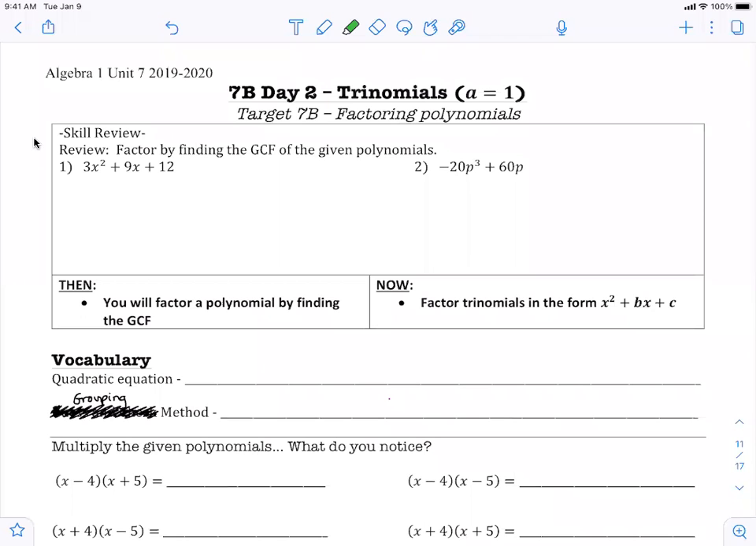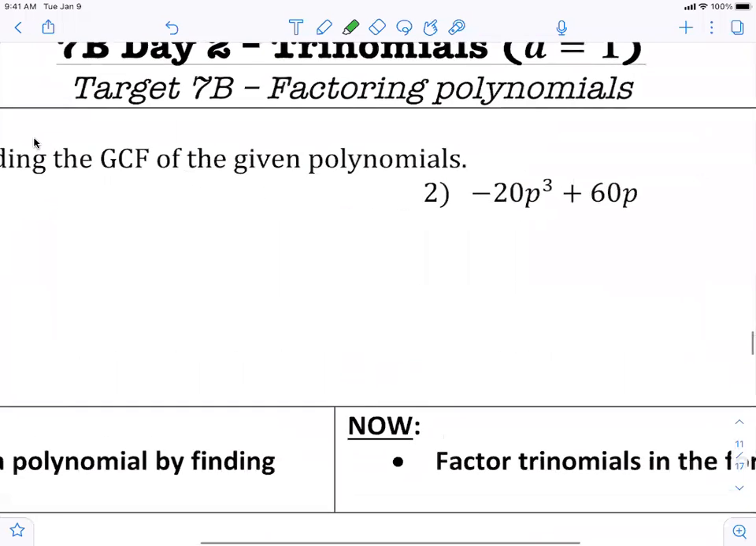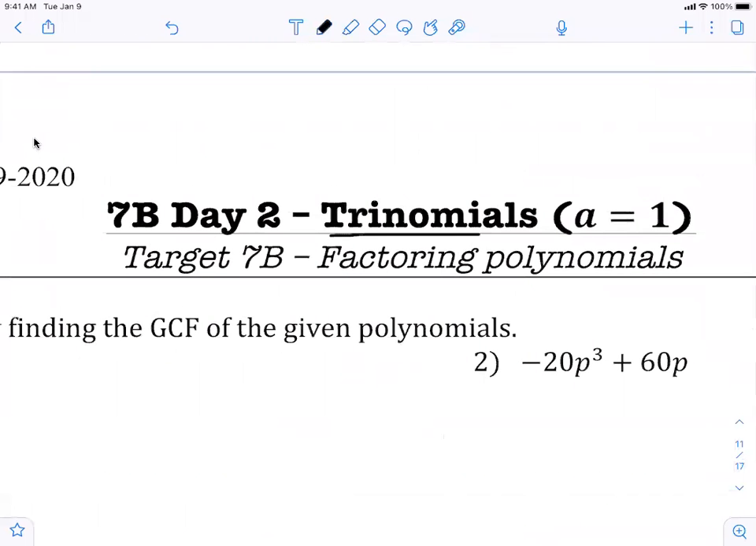Hello, everyone. Today we are going to be factoring trinomials. Now, we might need a quick refresher on that, right? If something is a trinomial, it simply just means there are three terms.